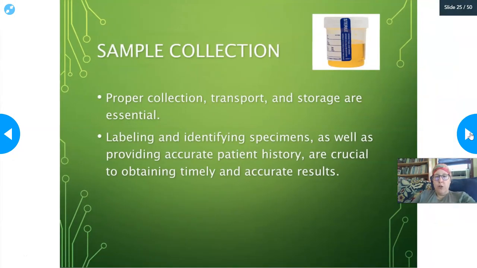Again, proper collection, transport, and storage are essential in labeling and identifying specimens, as well as providing accurate patient history. These are crucial to obtaining timely and accurate results. Another example would be for wounds. What if the patient has multiple wounds? You need to make sure you put the wound location, like left buttock or right arm or whatever. You need to put the proper wound location.